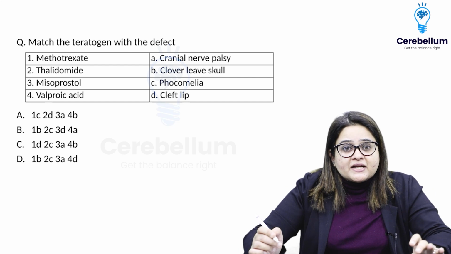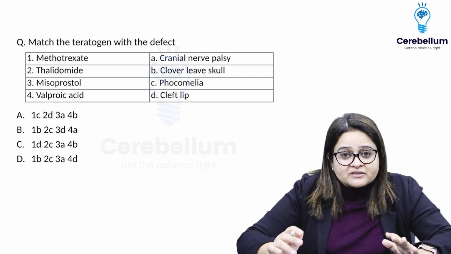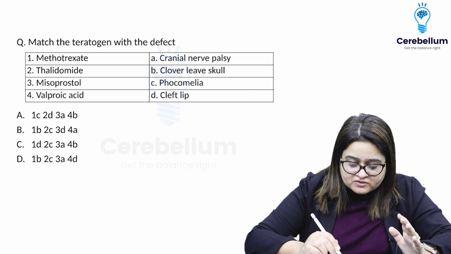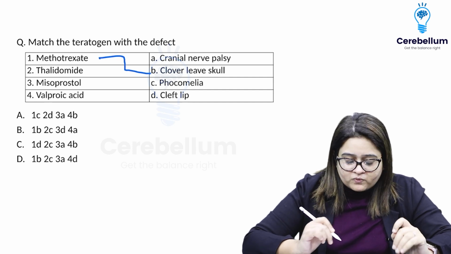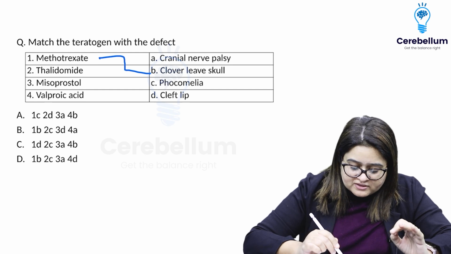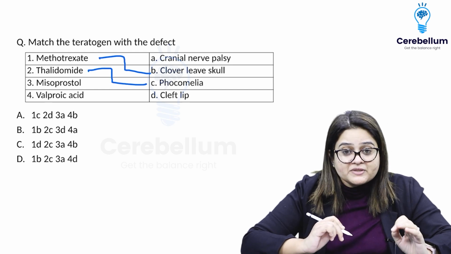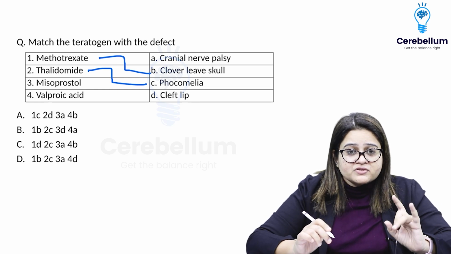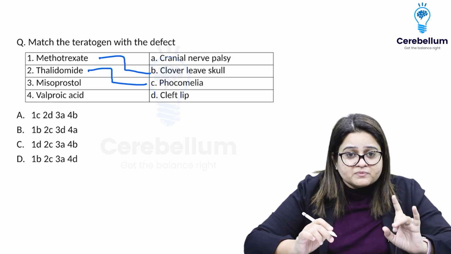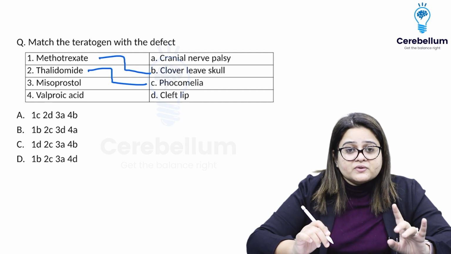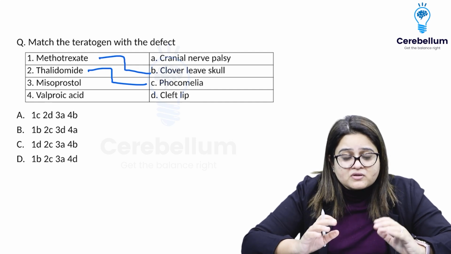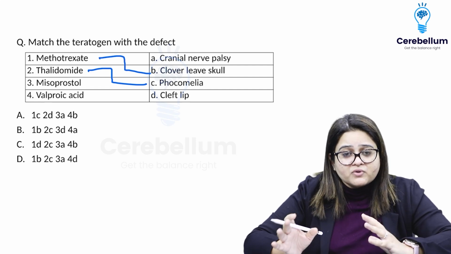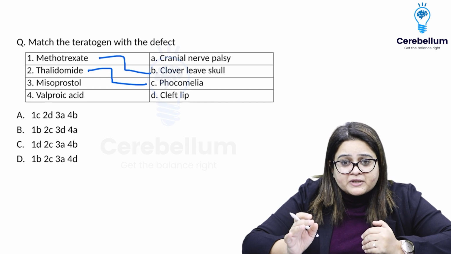Next question, match the teratogen with the defect. We have methotrexate. What does methotrexate cause? It causes a clover leaf skull. What does thalidomide cause? It causes phocomelia. What does misoprostol cause? Now we've not discussed this, but misoprostol is used in first trimester and mid-trimester abortions. Say a woman has taken misoprostol, but the MTP procedure failed, she did not abort, and she continues with that pregnancy.